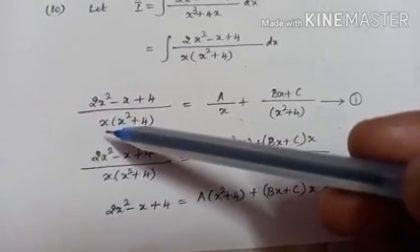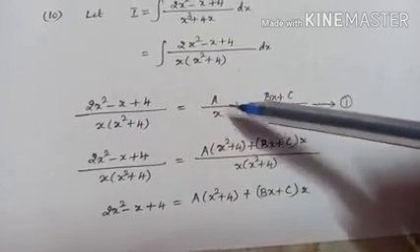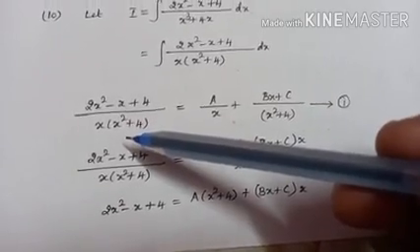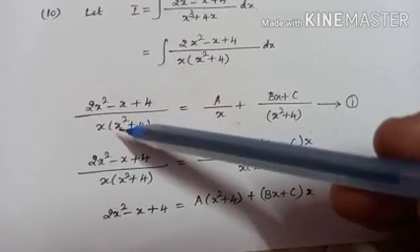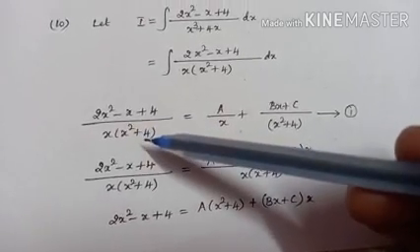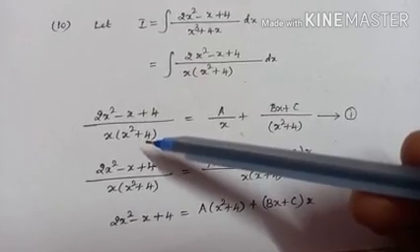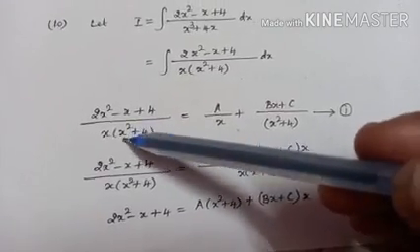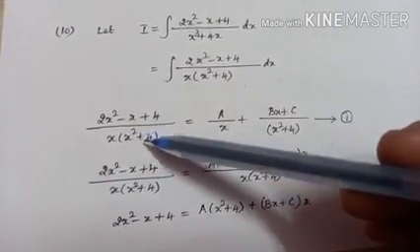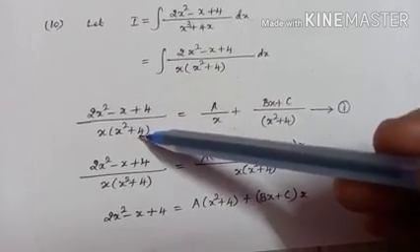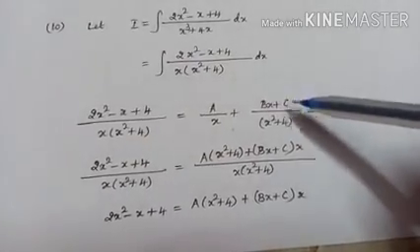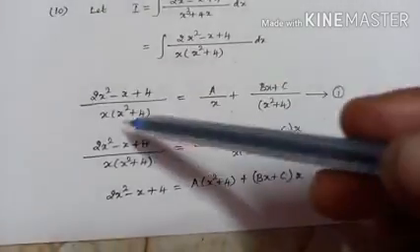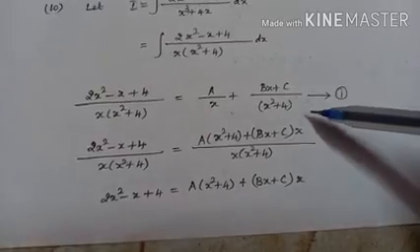It is x simply, which is linear, so A by x. The other is quadratic, which cannot be written as the product of linear factors, like we have done in the problem x square minus 1, which we wrote as x minus 1 into x plus 1. This cannot be changed into linear factors, so it will be quadratic. If it is quadratic, we write it as bx plus c by x square plus 4. So A by x plus bx plus c by x square plus 4.